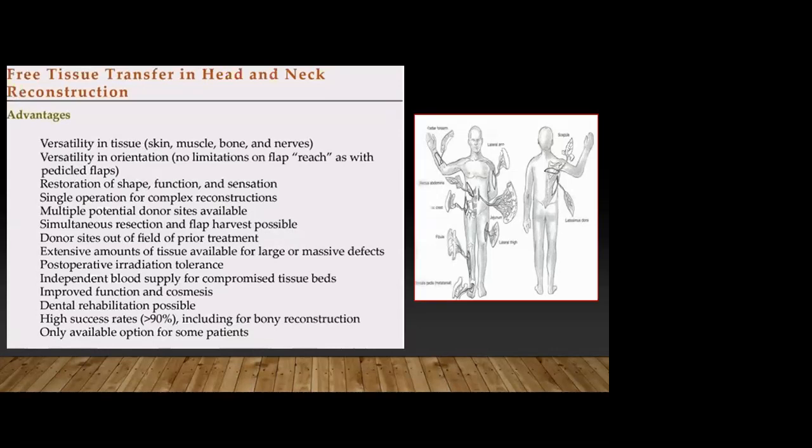The donor site is out of the treatment area, and there are extensive amounts of tissue available for large or massive defects, and most of these tissues tolerate post-operative radiation. There is independent blood supply for compromised tissue beds, and improved function and cosmesis. We can rehabilitate the patient. Even dental rehabilitation is possible, and there are high success rates, more than 90%, including for bony reconstruction, and it is the only available option for some patients in the salvage setting. So these are the main advantages of free tissue transfer.